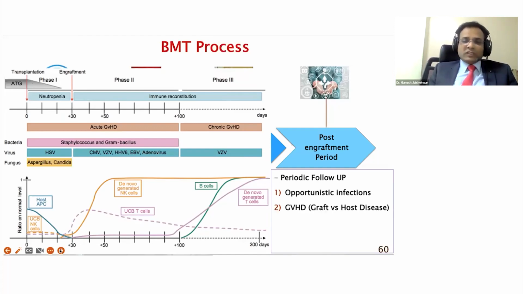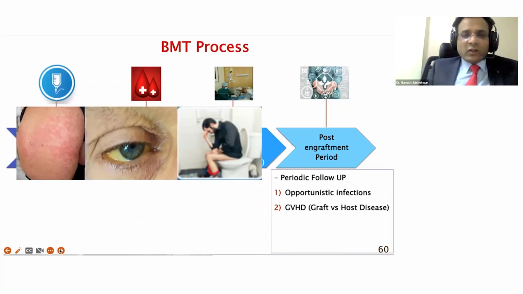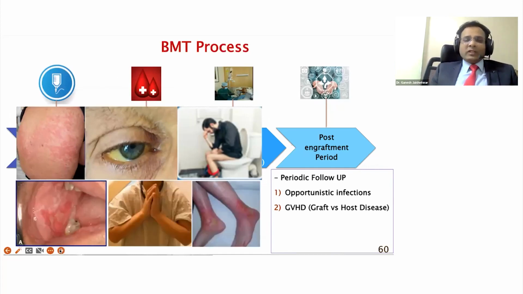GVHD, graft versus host disease, just like the graft versus tumor effect, the donor lymphocytes can also attack the host, causing graft versus host disease, which can be either acute or chronic. And then the third one, in the acute setting, 3 vital organs commonly involved are skin, gut, and liver. Whereas in the chronic setting, it mimics various sclerosing autoimmune conditions like scleroderma and so on and so forth.